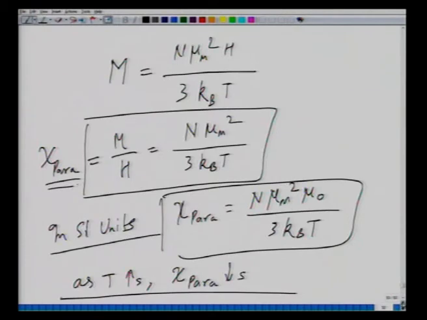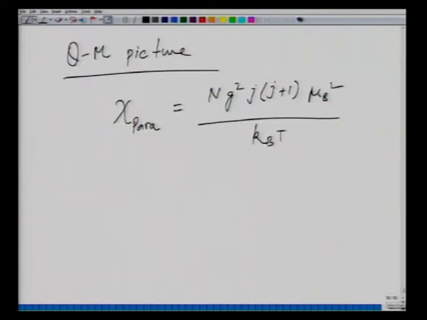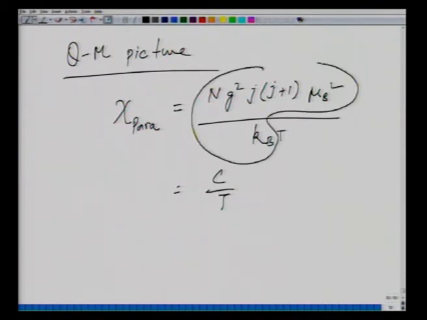Because the point here is, unless you quantize mu, you do not have a quantized number of moments. So in order to have quantization, you need to have quantum mechanics come into the picture. As a result, you have a characteristic quantum number. So this again becomes nothing but C by T if you take everything else as a constant, but this is the quantum mechanical picture which you have for these materials.